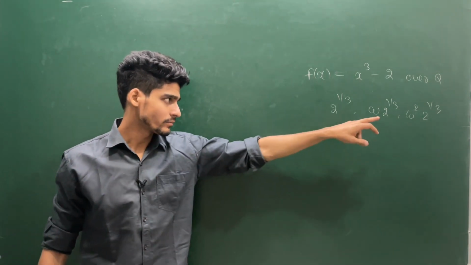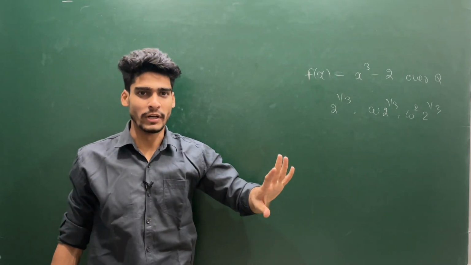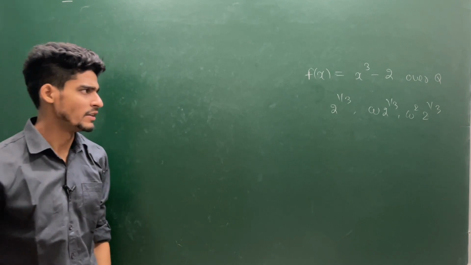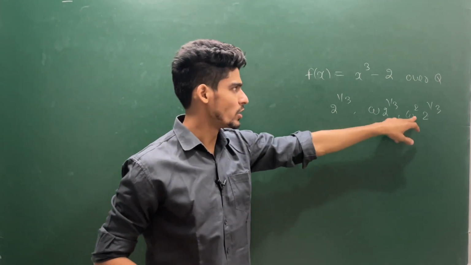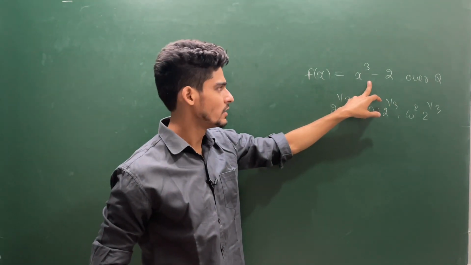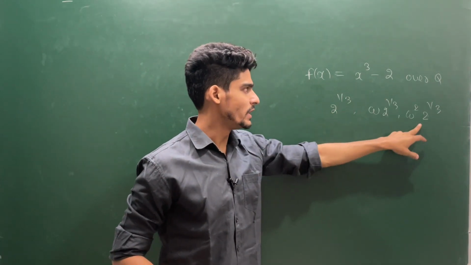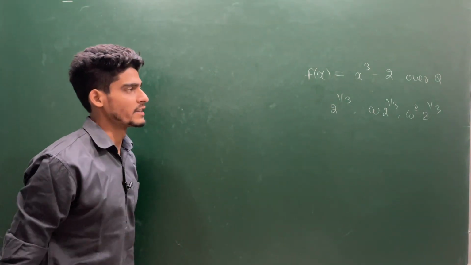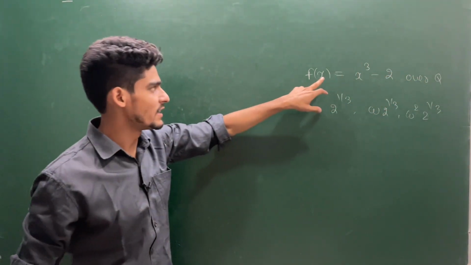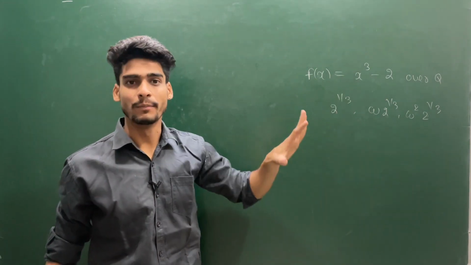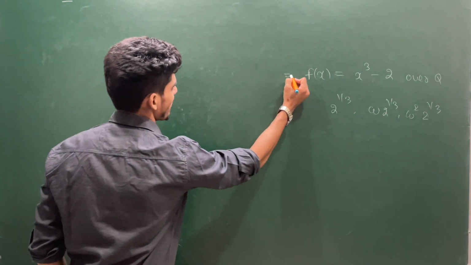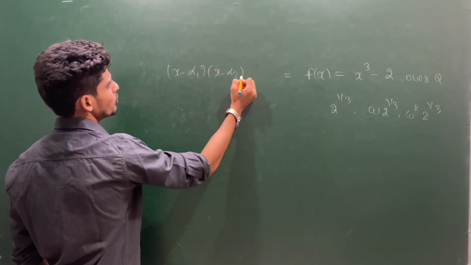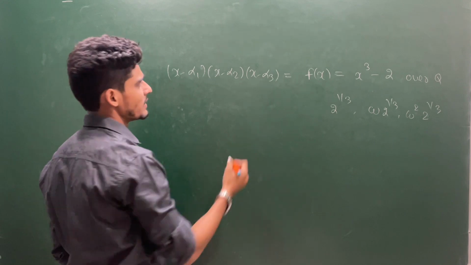Later we will define what is the nth primitive root of unity. That will be actually a generator of the group of order n. We will define it soon. So these three are the roots of this equation, and none of these is in Q. We are looking for an extension of the field Q in which this f(x) factors completely. That means I should be able to write f(x) as (x - alpha1)(x - alpha2)(x - alpha3), and this is very natural.